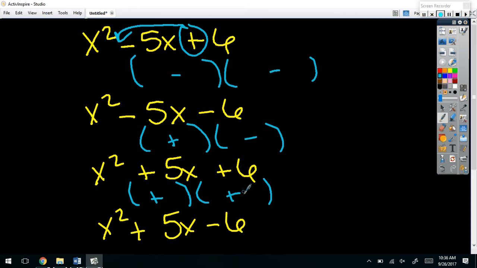You look at the second one. If it's a plus, then they both follow the first. I know you feel like I'm saying that a million times, and I am because I want it to stick in your brain. The second sign is plus. They both follow the first. How about the last one? Mixed.